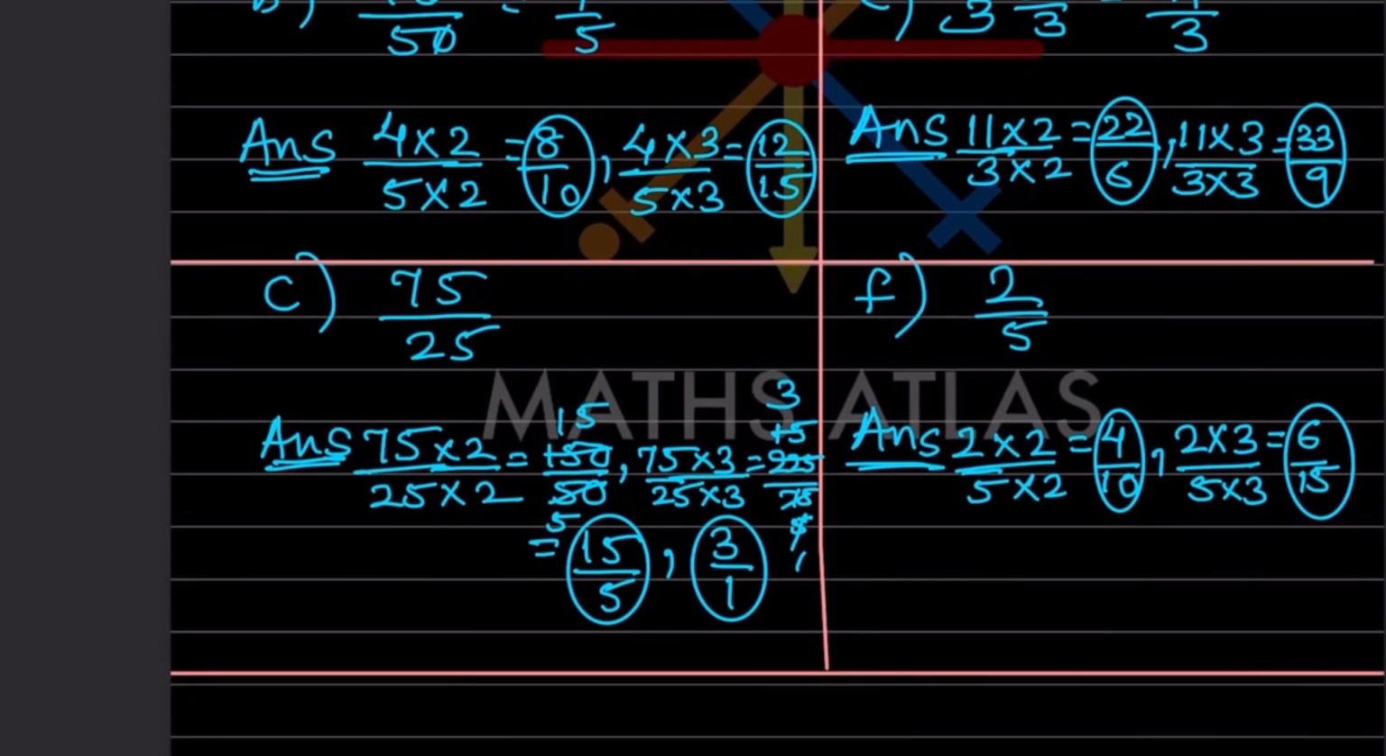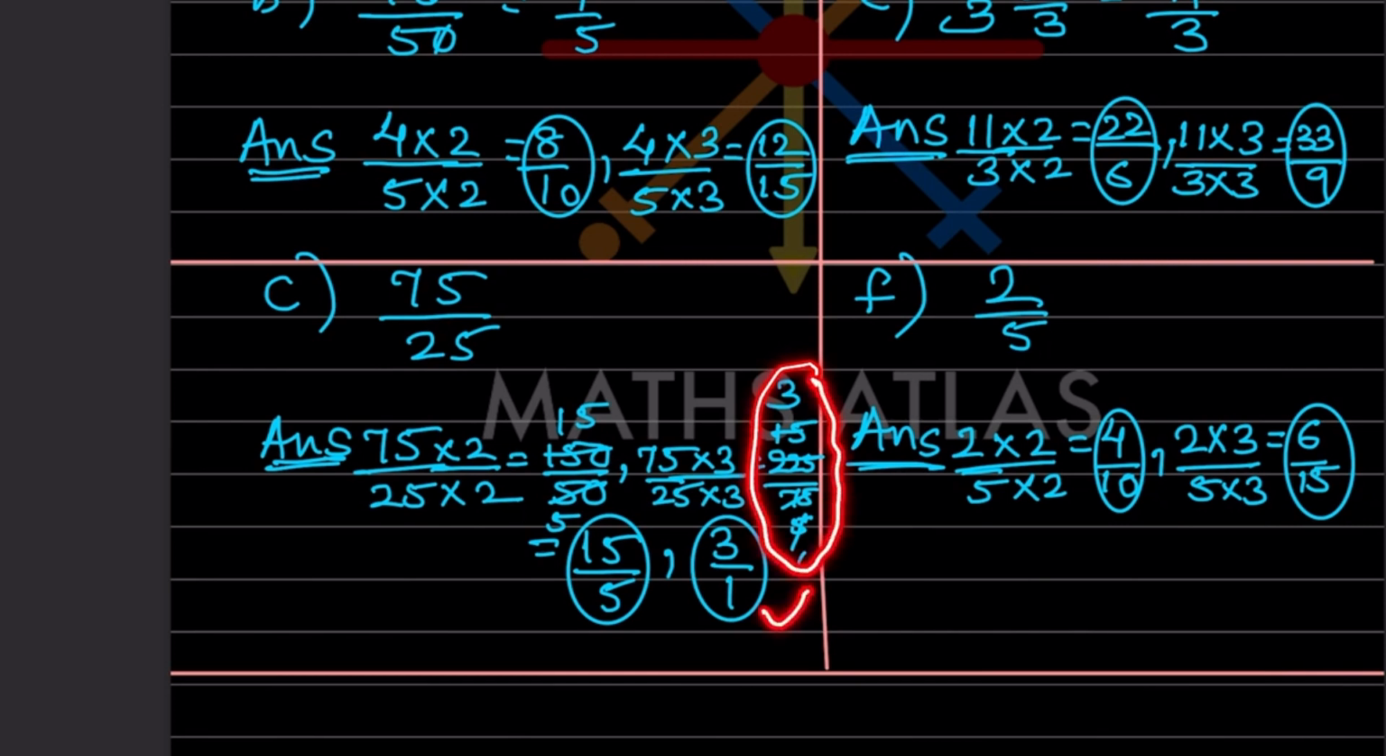So now look here, same. You will multiply by 2, you get 150 by 50. So this goes with 5, this one, 10 5s are 50, and 10 here 15s are 150. So what do you get here? 15 by 5. And if you multiply here by 3, you get 75 3s are 225 divided by 75. So this one here, simply after simplifying, you get 3 by 1.